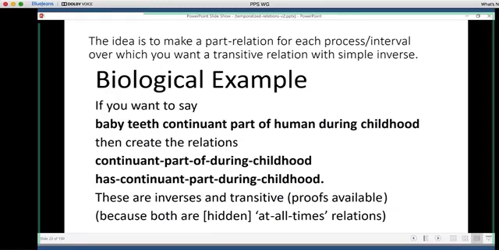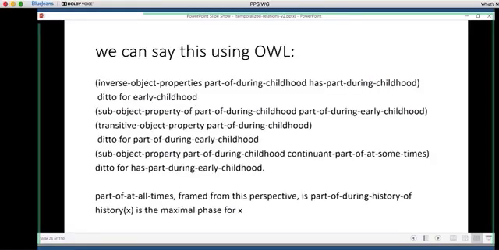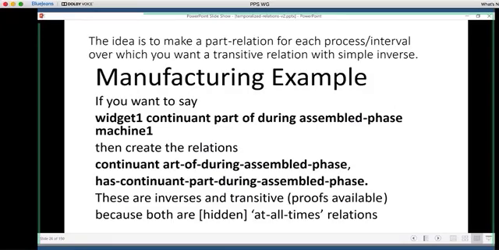This is the biological example using, first of all, the logic, and this is the OWL, which I certainly won't go into now. And this is a manufacturing example. So every machine during the assembled phase has a certain widget part. And this is transitive, and we have inverses and so on. Providing we capture the right phases, that's going to be the hard part here. But we would have to do that even without the part of relations in BFO 2020. Adopting BFO 2020 is not giving us any extra work. We have to do this work anyway.